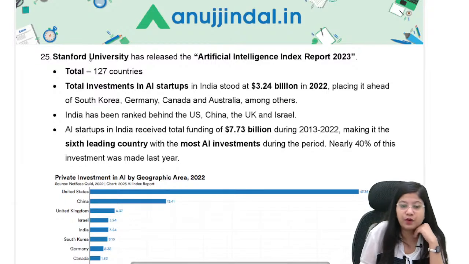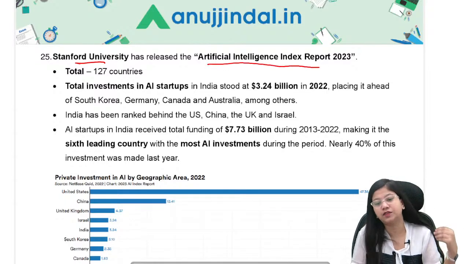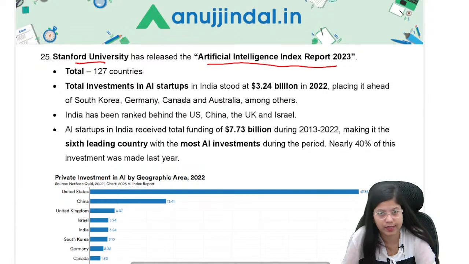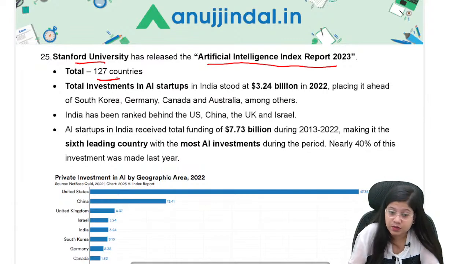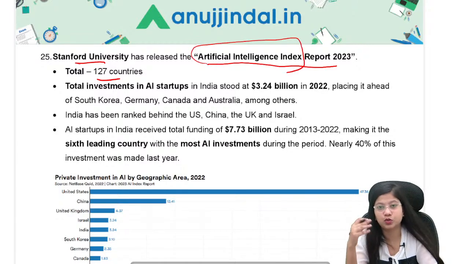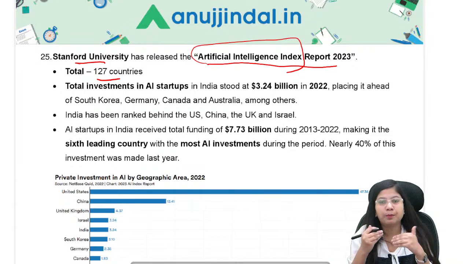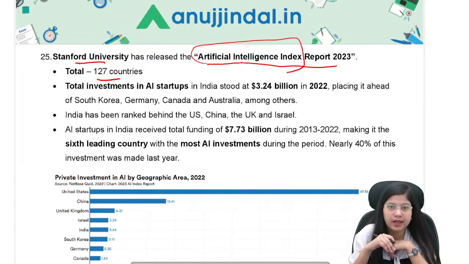Okay, so Stanford University has released the Artificial Intelligence Index Report 2023. It has assessed 127 countries and obviously it is an AI index report. So what would it assess? It would assess the implementation of AI and investment in AI by different countries. Okay? So it is doing that.